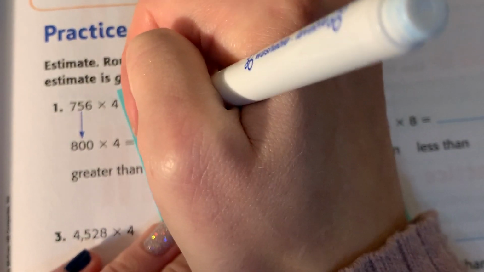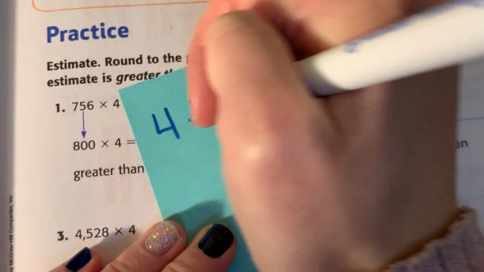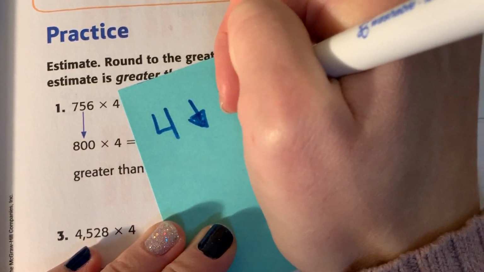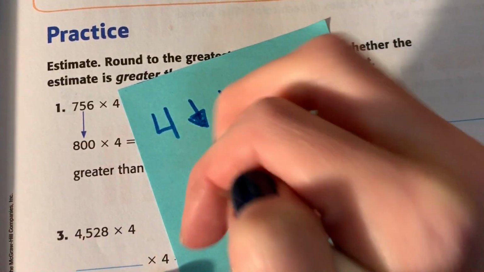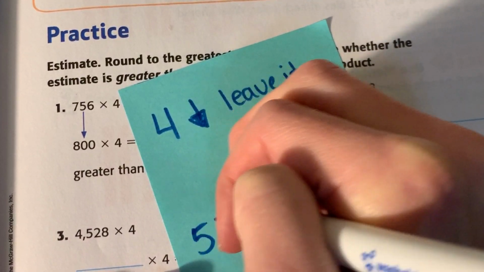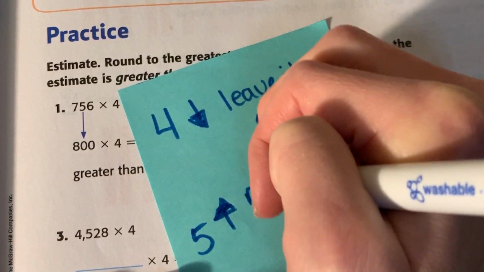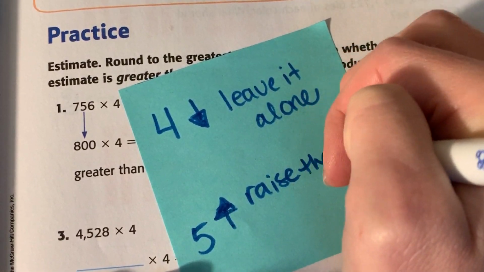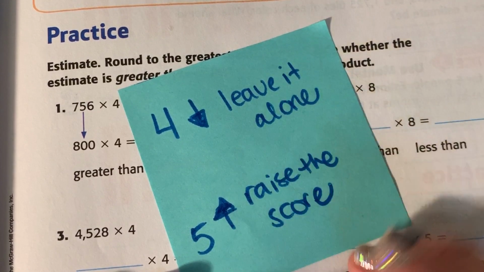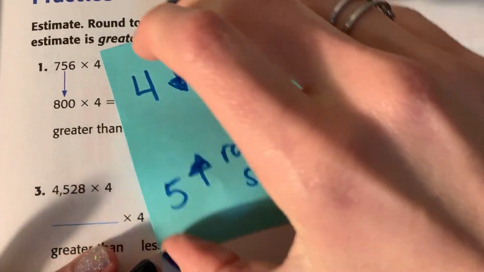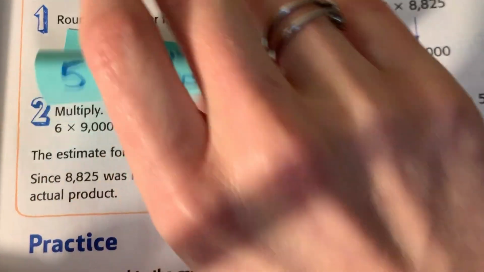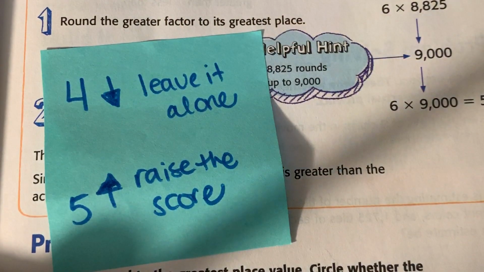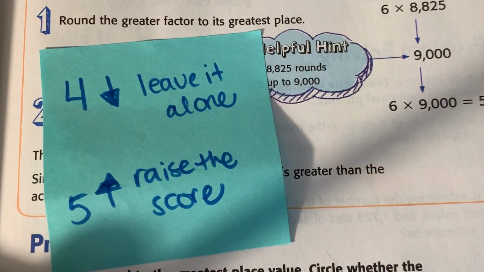So 4 and down, we'll leave it alone. And 5 or more, sometimes I like to say raise the score. Okay? So let's go ahead and do a quick rounding really quick just to warm ourselves up.